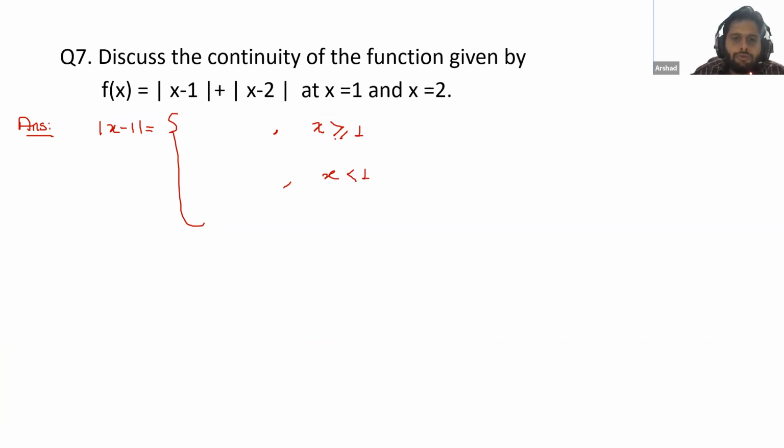Okay. So when x is greater than or equal to 1, this will be positive, x minus 1. And when x is less than 1, then we have negative, minus of x minus 1. I hope this is clear to all of you. Now, who can tell me this? Noma, please define this modulus.